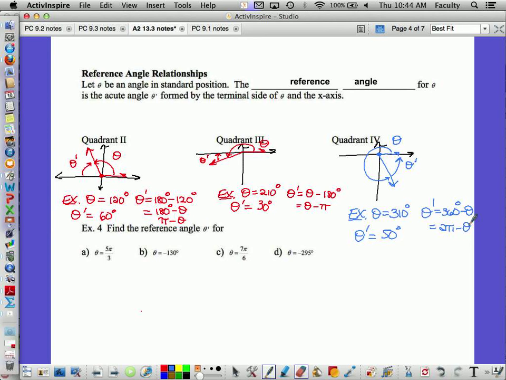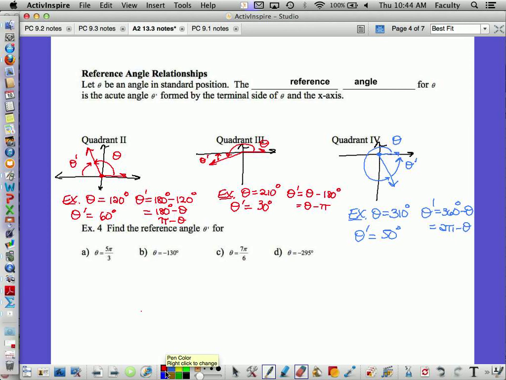So in the second quadrant, you're taking 180 minus your angle. In the third quadrant, you take your angle minus 180. And in the fourth quadrant, you do 360 minus the angle. You never, ever take this from the y-axis. You never subtract from 90 and you never subtract from 270. So let's look at some examples.